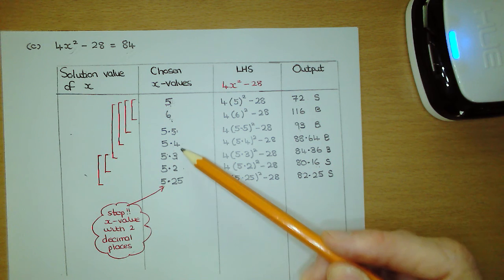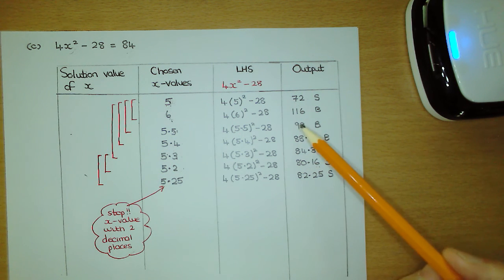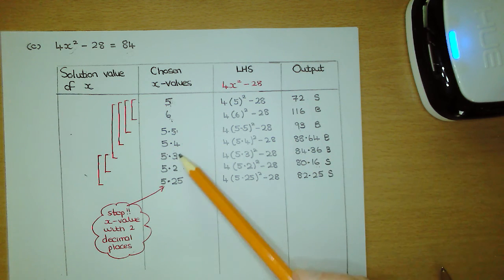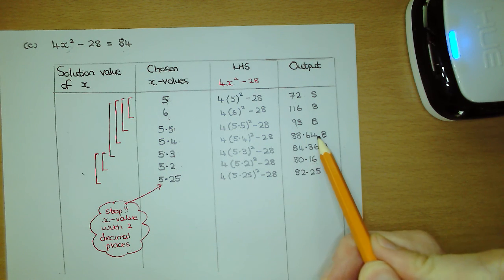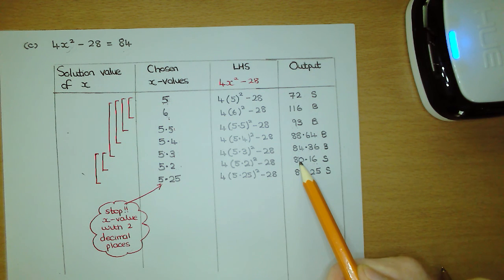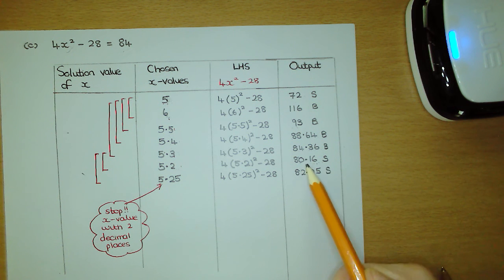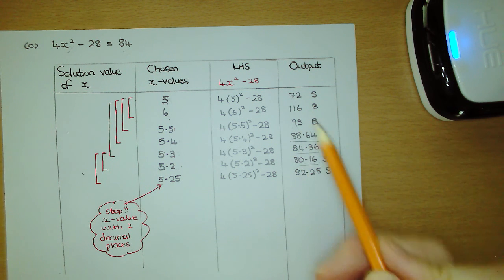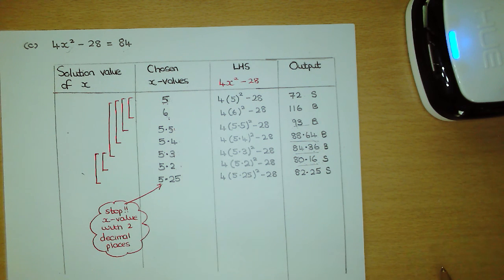So what you can do now is go back to the table and look at all the x values to 1 decimal place, and you'll notice that the one that gives you the output value closest to the target number is 5.3. Because look, 5.5 gives you 93, 5.4 gives you 88.64, 5.3 gives you 84.36, 5.2 gives you 80.16. So if you look at those 4 outputs, the output there that is closest to 84 is this one, 84.36, and that corresponds to an x value of 5.3.